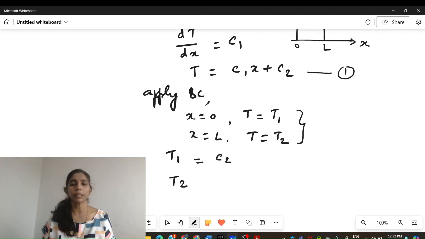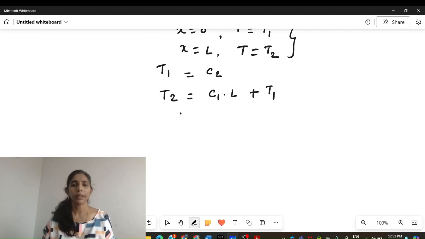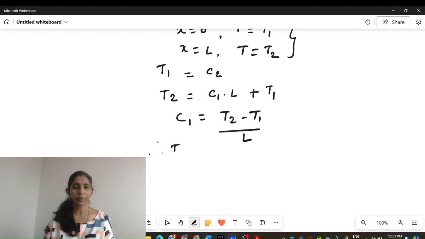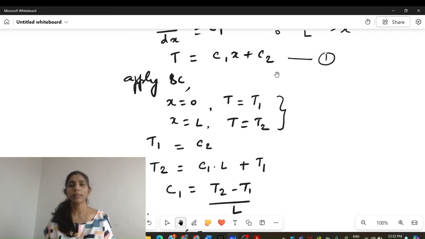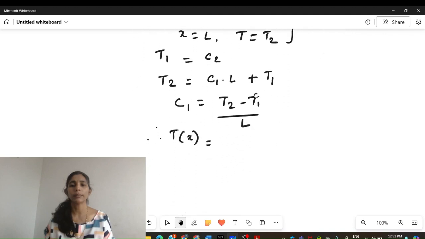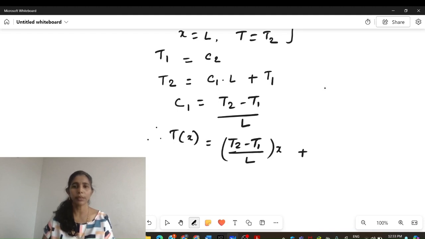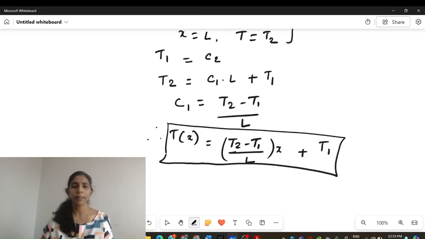Applying the second boundary condition, T will be equal to T2, and C1 I don't know. What about x? It will become L, plus C2, which I have already written as T1. Now the value of C1 is going to be T2 minus T1 divided by L. Therefore, temperature at any distance x will be equal to C1x plus C2. C1 is this value and C2 is this value, right? So it is T2 minus T1 by L into x plus T1. So this is the temperature distribution equation for a plane wall.